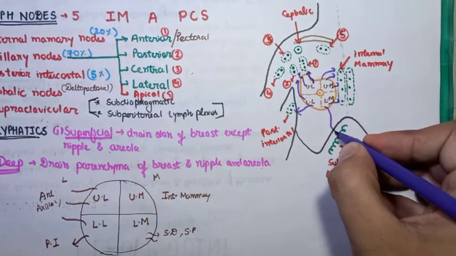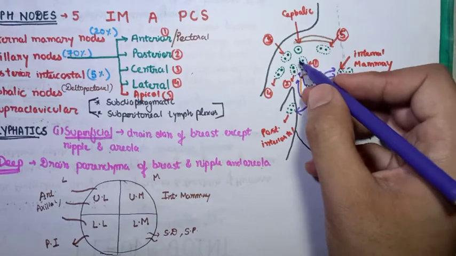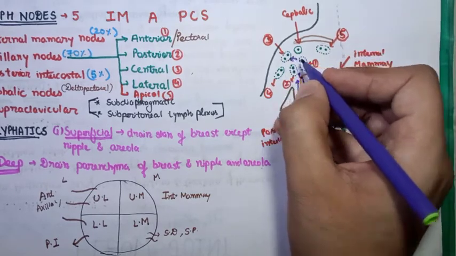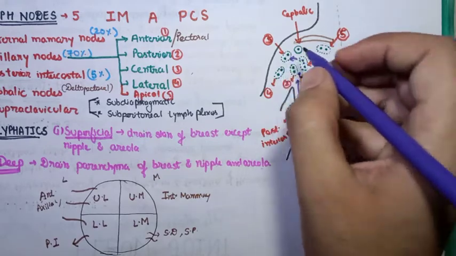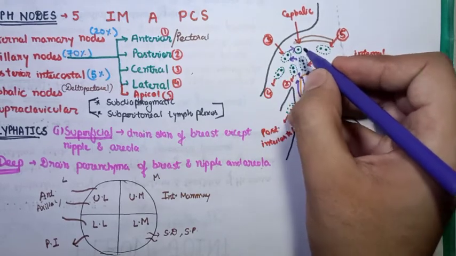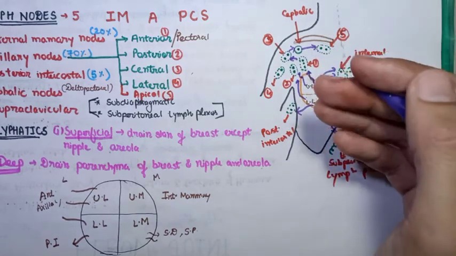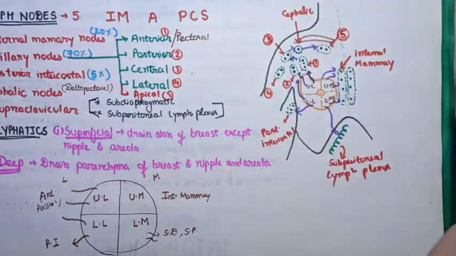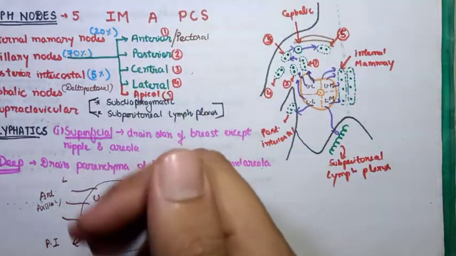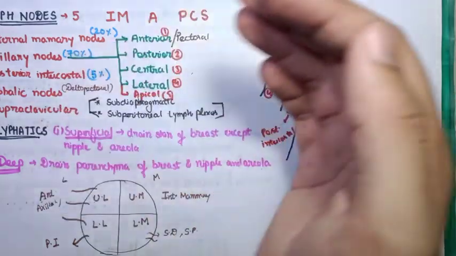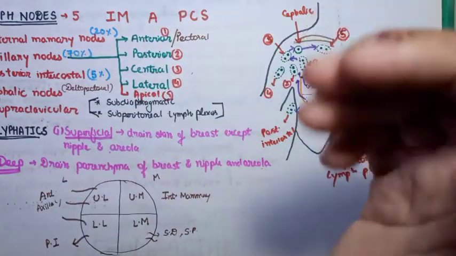subdiaphragmatic lymph plexus. So when the lymph reaches the anterior axillary, it passes on to the central axillary lymph nodes. Then from the central it passes into the deltopectoral or the cephalic. Then it passes into the apical axillary group of lymph nodes. Then it passes on through the other lymphatic channels. So this was all about the lymphatic drainage of the breast, and I have told you about the lymph nodes, the lymphatics, and the pattern of passage of the lymph from the breast to the apical axillary lymph nodes and to the other part of the lymphatic channel.